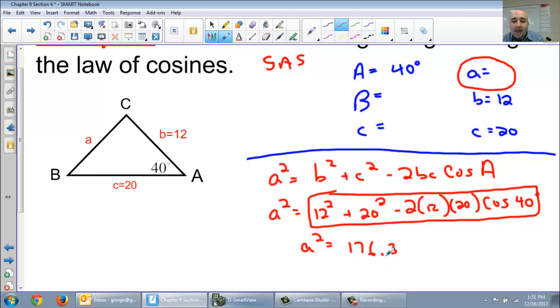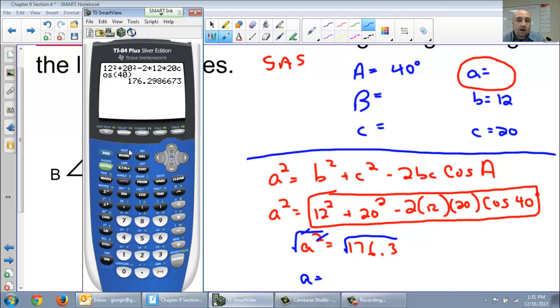I'm interested in a. So I need to square root both sides to get rid of my a squared. So the power of 2 and the square root cancel, and I'm left with a is equal to. I go back to my calculator, second square root, second answer, and that means taking the square root of 176.3. Let me just type that in there.